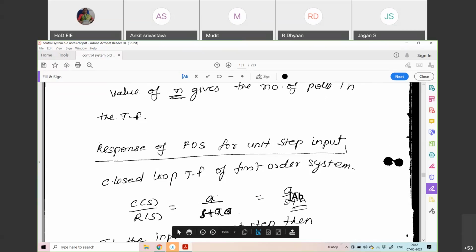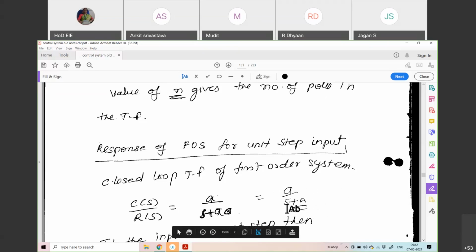If you compare it with the standard transfer function polynomial of the form K into P of S by Q of S, K is equal to 1 here, P of S is A because it is S to the power of 0, and Q of S is S plus A.